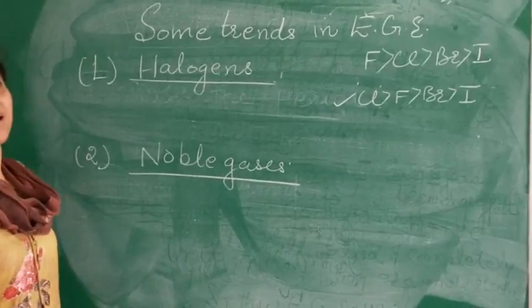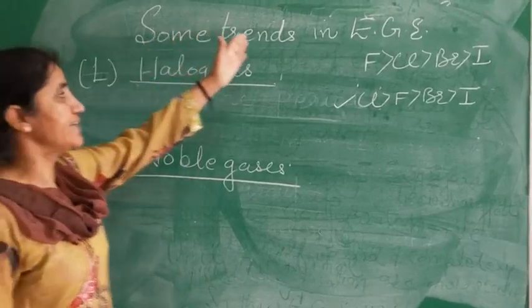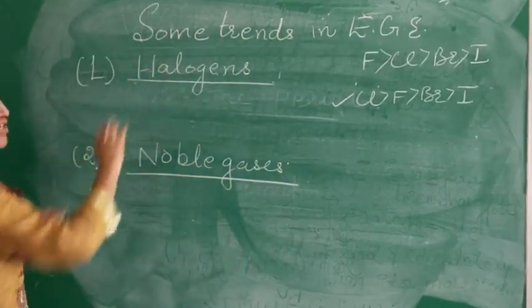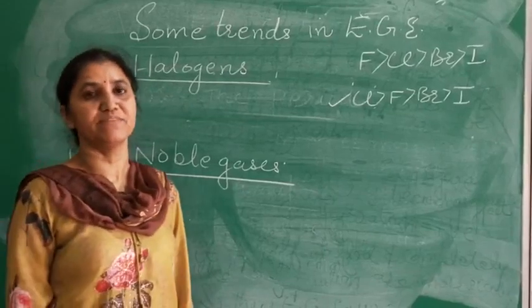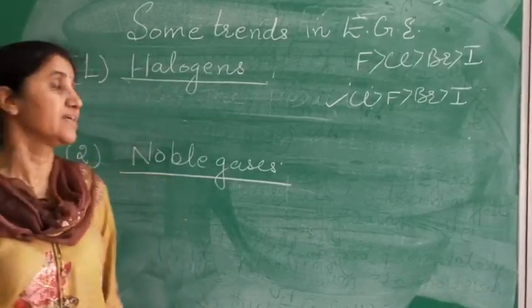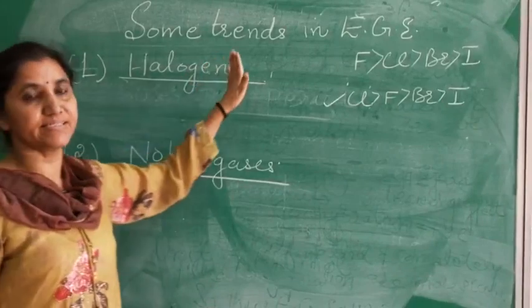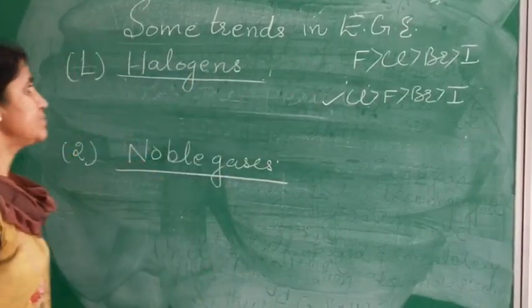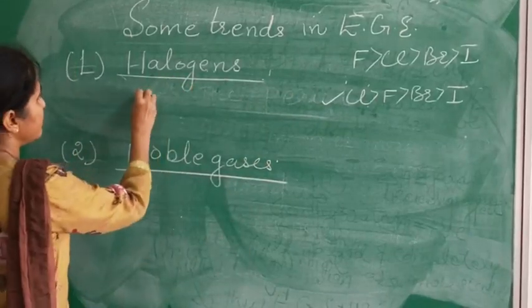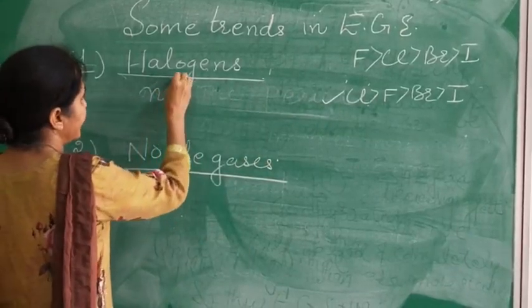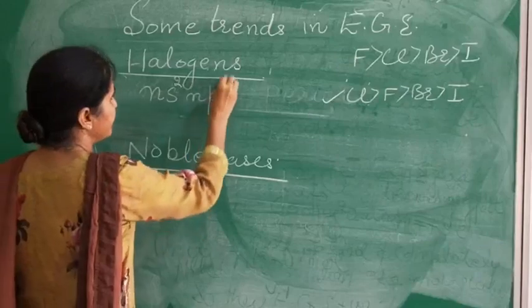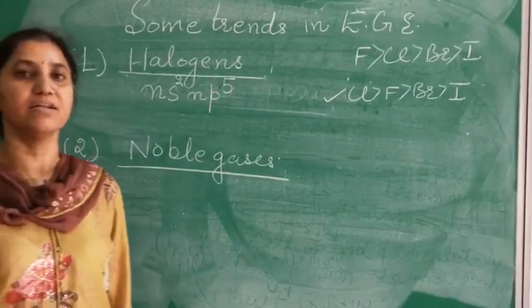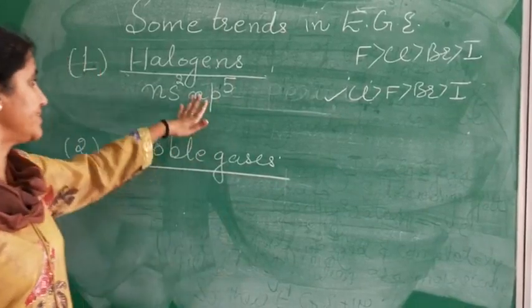Now students, come to the next topic, some trends in electron gain enthalpy. Halogens, which belong to group 17 members, are known as halogens. They have the highest negative electron gain enthalpy. Now what is the reason behind it? The general electronic configuration of halogen is ns2np5. Now they exactly have one electron less than noble stable gas configuration.